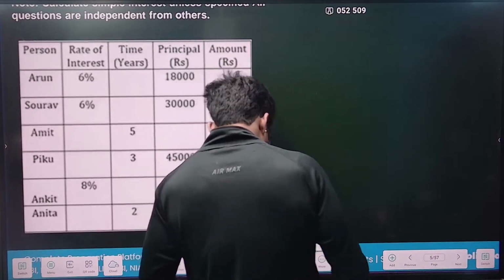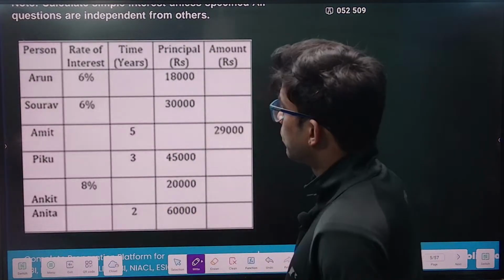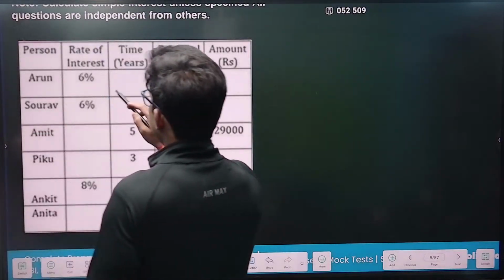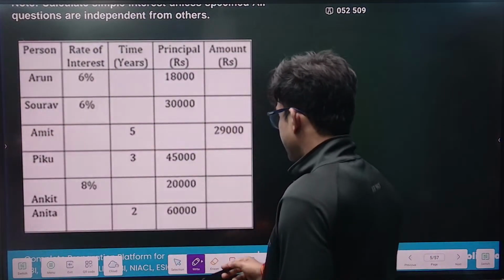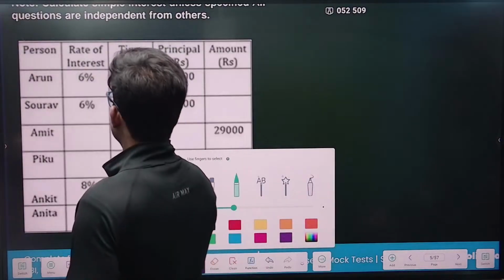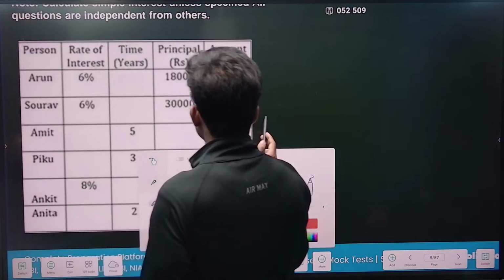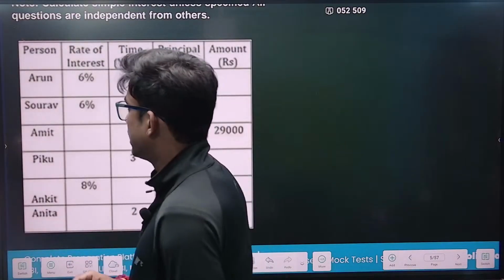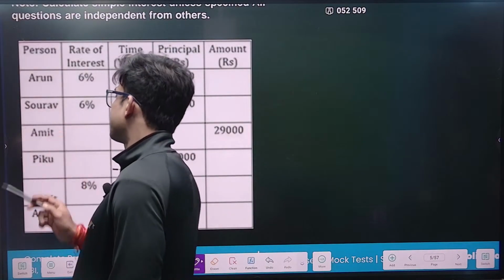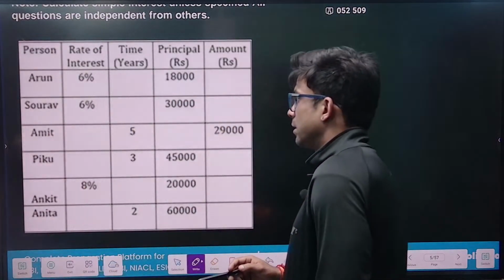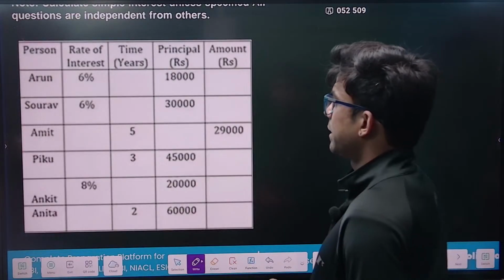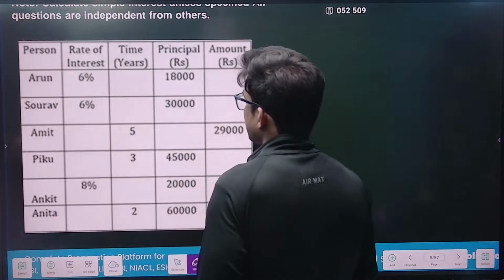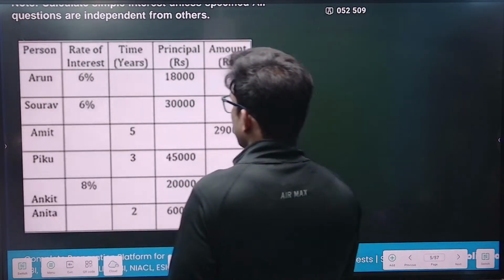Okay. So basically, if you read this data, what is it saying? It's saying we have a person. We have a rate of interest. The sum is given to us, the time, and principal is also mentioned and amount is mentioned. But you can also see that some of the boxes are empty, which is Arun, Saurav, Amit, Piku, Ankit and Anita. And rate of interest is given like 6%, 6%. These are blank, 8%. Time is given to us as 5 years and also blank, blank.